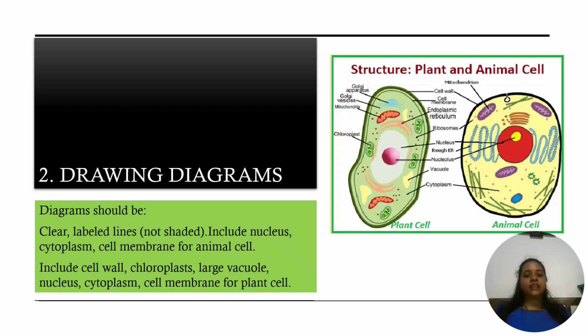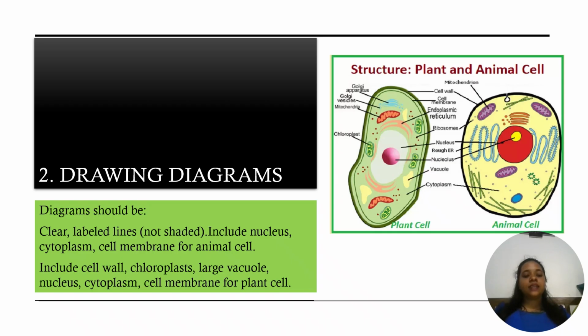So the next thing is drawing diagrams. The diagram should have clearly labeled lines, not shaded. Labeling should be more important, because without labels we can't find out what is what and which one is which. The main purpose of drawing a diagram is to find out the parts and the internal structure of that element.